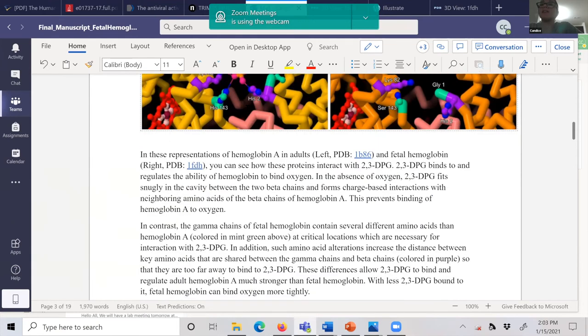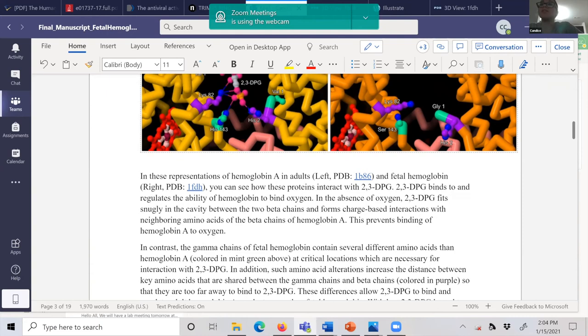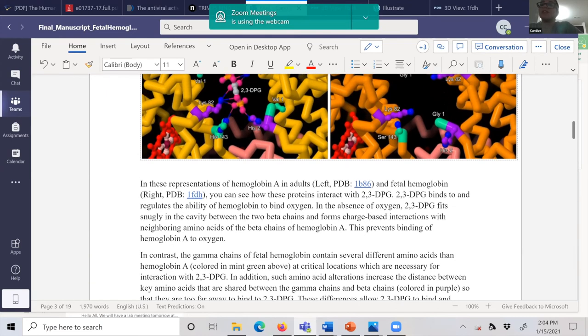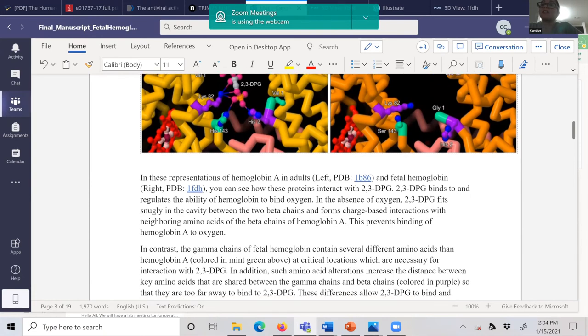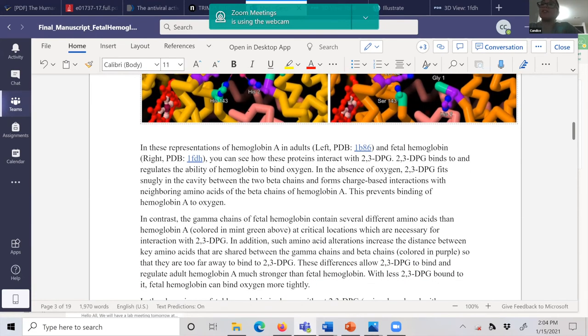In contrast, gamma chains of fetal hemoglobin contain several different amino acids than hemoglobin A, colored in mint green above, at critical locations which are necessary for interaction with 2,3 DPG. In addition, such amino acid alterations increase the distance between key amino acids that are shared between the gamma and beta chains, colored in purple, so that they are too far away to bind to 2,3 DPG. These differences allow 2,3 DPG to bind and regulate adult hemoglobin A much stronger than fetal hemoglobin.